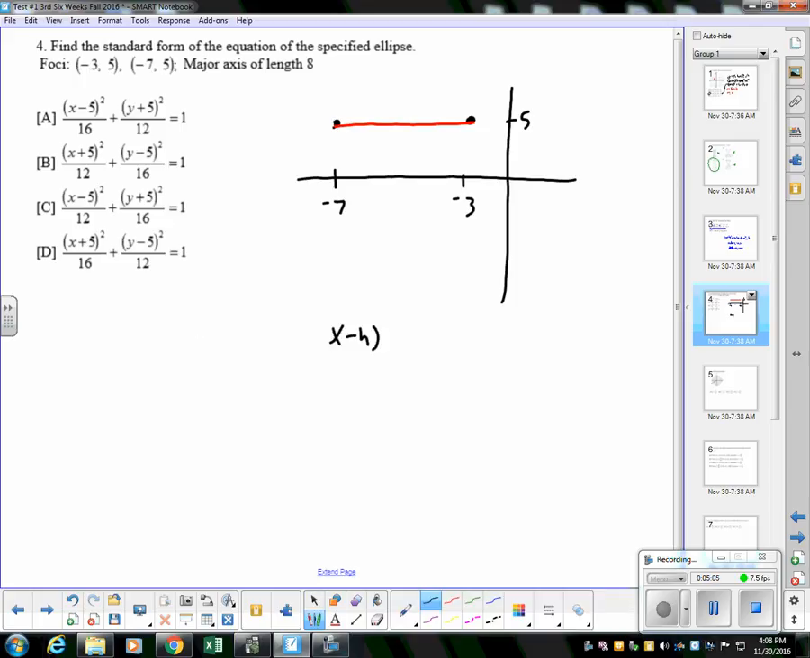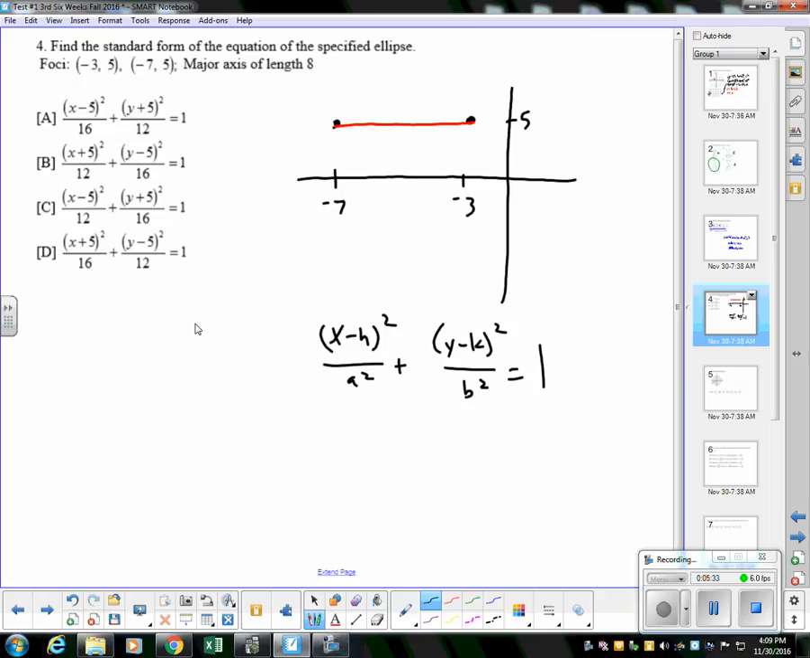x minus h squared over a squared plus y minus k squared over b squared is equal to 1. And the reason I have it like that is since I have a horizontal major axis, the a squared is located under the x. Remember in the ellipse, the a and the b switched. If the a is under the x, you have a horizontal major axis. If the a is located under the y, you have a vertical major axis.